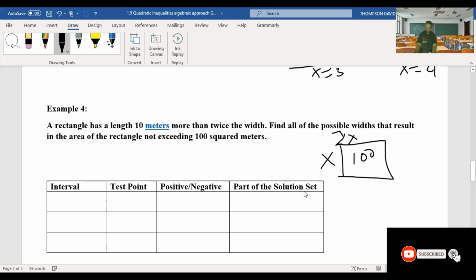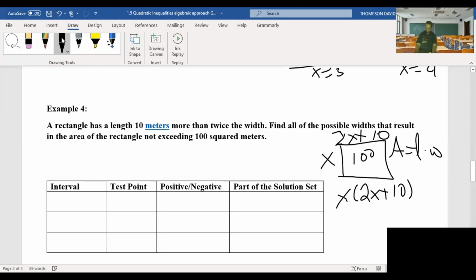And we'll say for 10 meters more than twice the width, so it will be 2x plus 10. So now we just set up our equation. So it'll be x parentheses 2x plus 10, since we recall that area equals length times width. And that's going to be less than 100. So distribute the x, that'll be 2x squared plus 10x is less than 100.